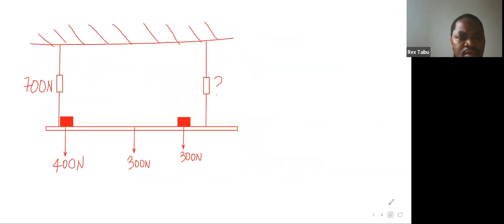Here's an example. The scaffold here, or the rod, is actually in mechanical equilibrium. So if we look at all the forces acting on this rod or scaffold, the sum of all the forces must be equal to zero. So if I sum up all the forces, and since they are acting in the y direction, I put sub y here, the forces in the y direction, the answer must be 0.